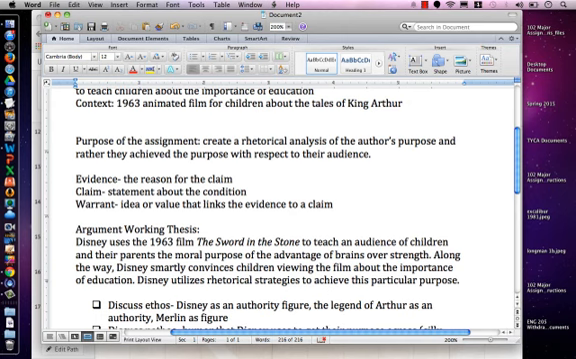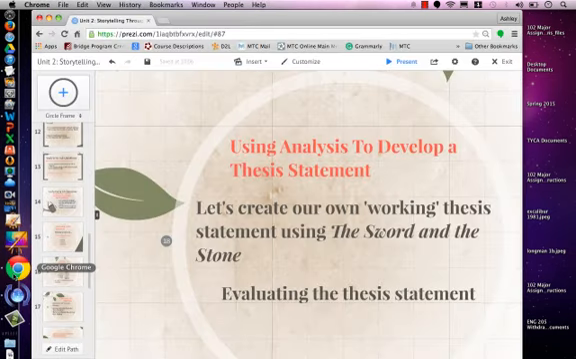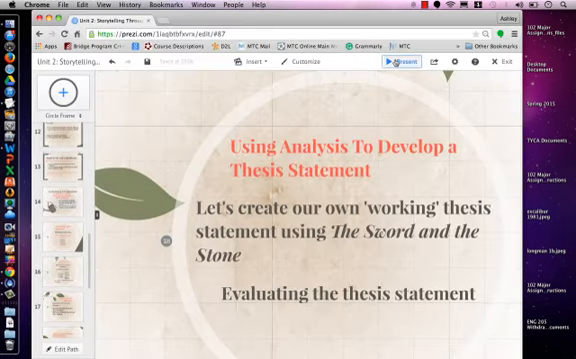I thought, since we all know The Sword and the Stone, that this would be an easy way for you to see more about the working thesis. So I do hope that helped.